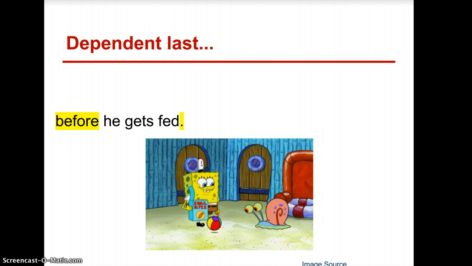Now, let's look at it reversed. What if you think the dependent clause sounds best at the end of the sentence? So you're going to see that your subordinate conjunction is still highlighted, but that's going to be in the middle somewhere. Before he gets fed, there was an independent clause before that. And then the period would go at the end. So this finishes off the complex sentence. I think it was Gary meows before he gets fed.